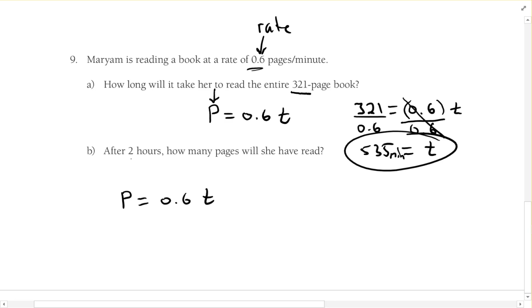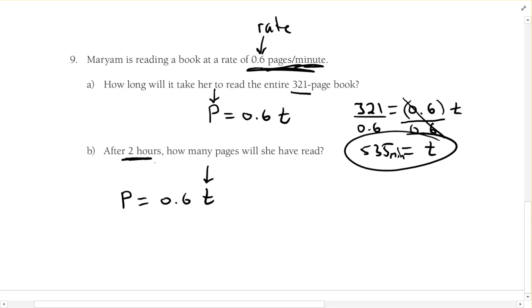And one might think, well, 2 hours, that's time, I'll just throw time in there. The only kind of problem is, if you look back to our rate that we were using, it was in pages per minute, not pages per hour. So this formula only really works if time is in minutes. That's not too bad. All you got to do is convert 2 hours into minutes.